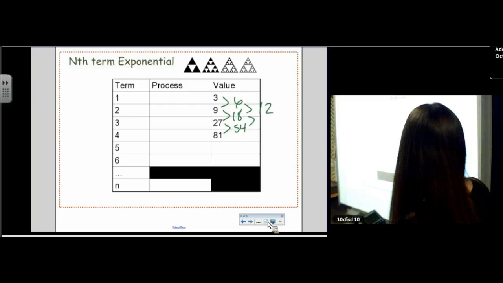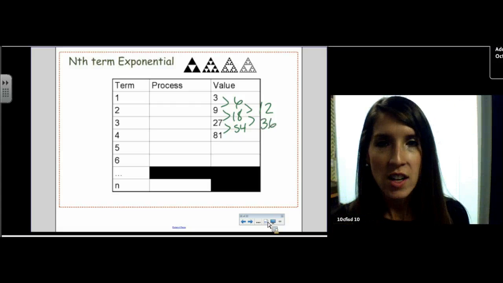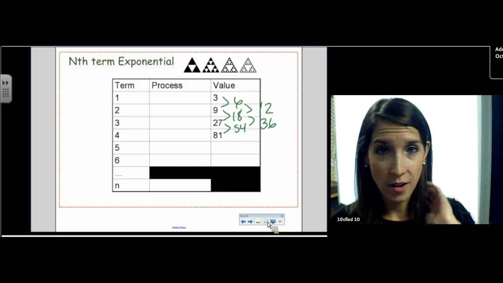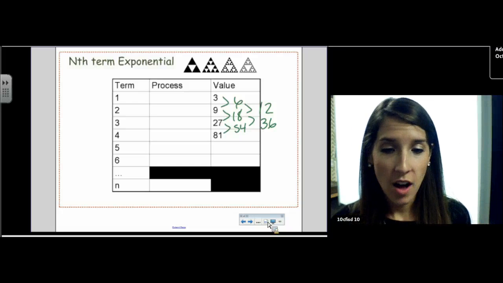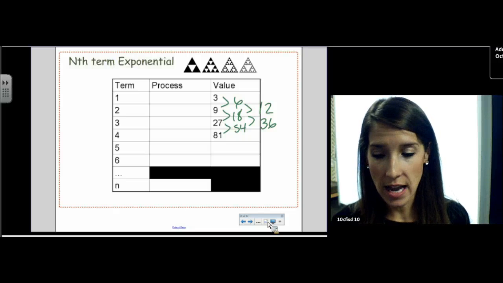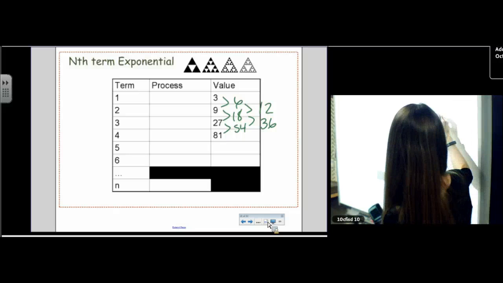We're in trouble because delta delta y is supposed to be constant, and it's not constant. So we now know that this is not linear, and this is not quadratic. And in this class, our only option, if it's not linear and not quadratic, is that it's exponential. So this one is exponential, okay?